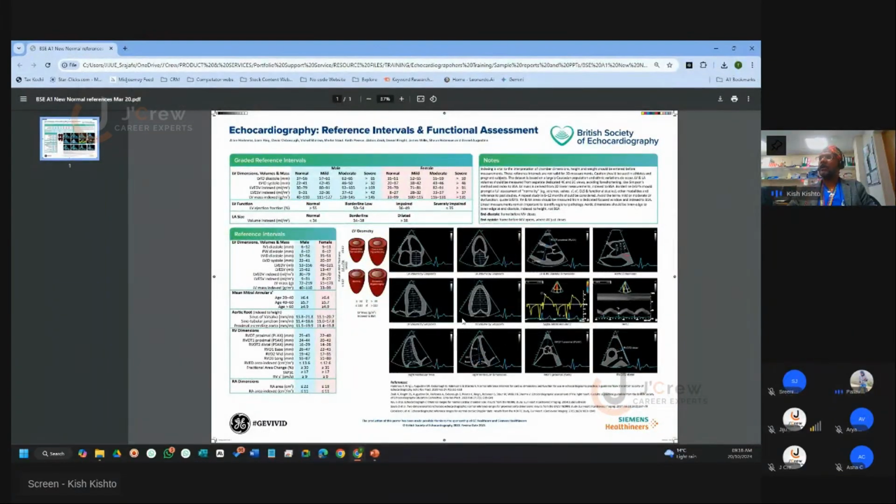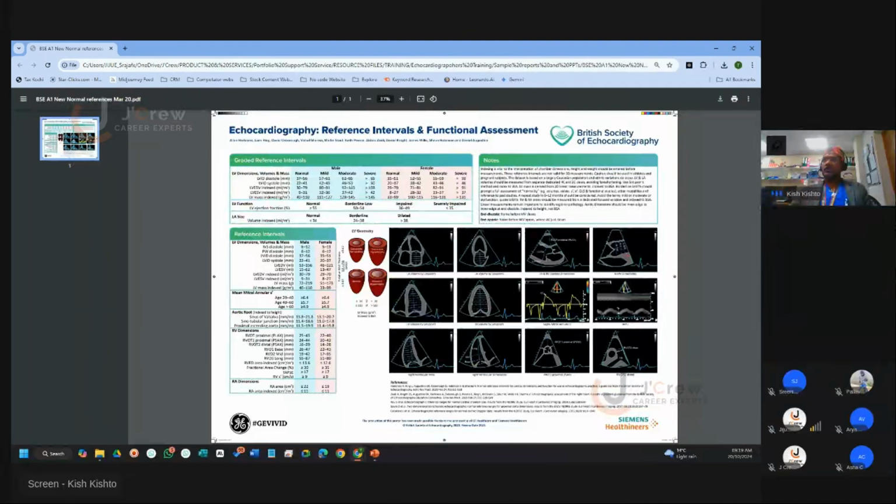Yes, sir. Okay, so I know you guys use a different guideline, the American guideline, but this is the BSE at the moment. This is regarding the minimum data set for the normal values. As you can see, all the numbers for the left ventricular dimension, volume, and mass all index to height and weight. Male and female are different. They are graded normal, mild, moderate, and severe.